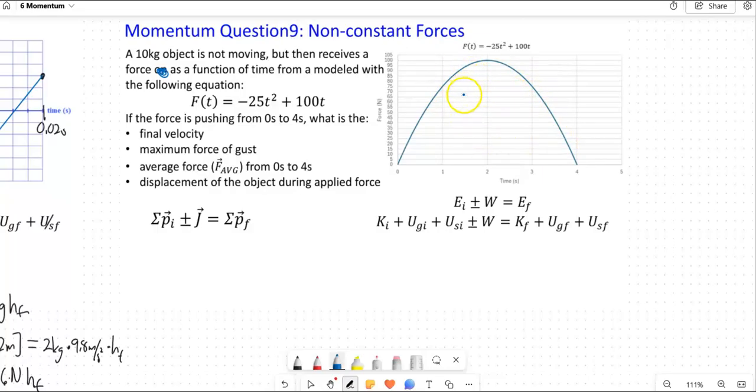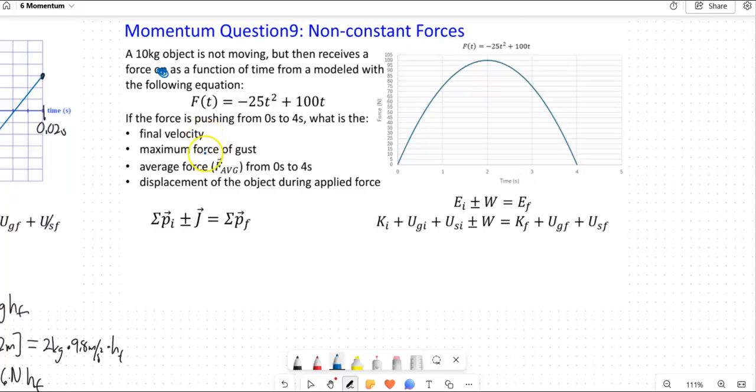Now, impulses do look a little bit like this, right? It's not a perfect normal curve because it would have a rounded edge at the bottom, but this is a pretty good similarity of what you would experience with an impulse, okay? And so here's the force that you're given, okay?